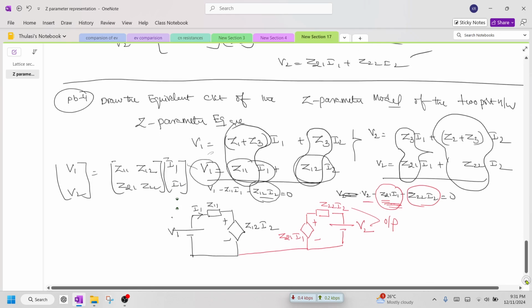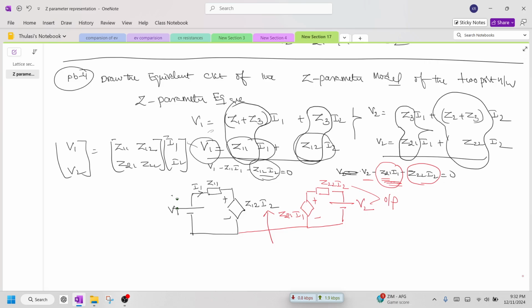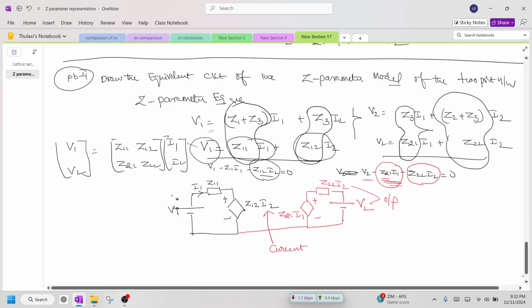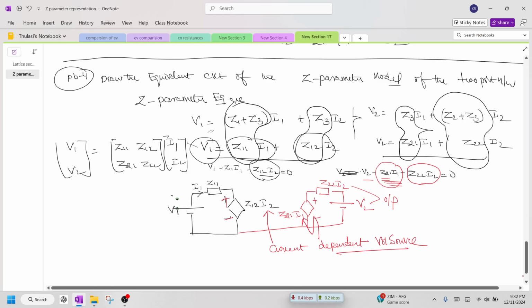Now we are going to get this equation. Now you may wonder what kind of source this is. I2 is dependent and this is a voltage source. This is called a current dependent voltage source. Positive and negative polarity is there. Voltage source, both are the same. This is also a current dependent voltage source.